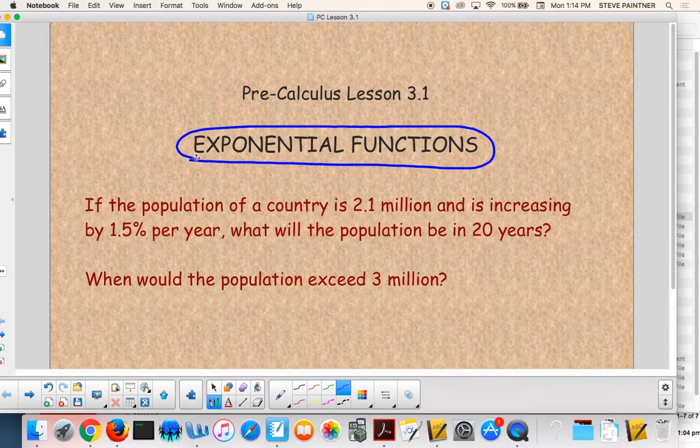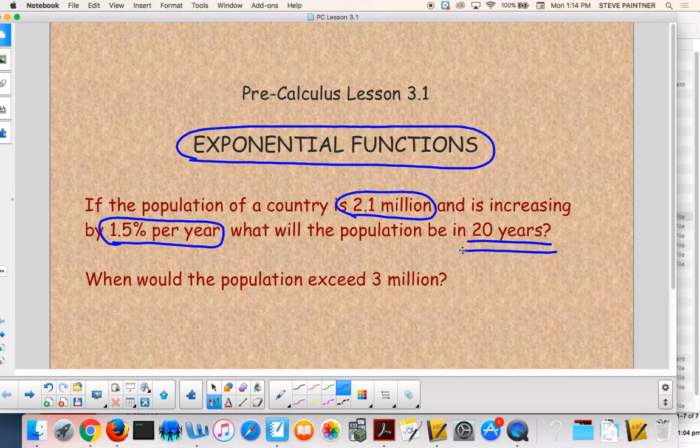The problem here says, if the population of a country is 2.1 million, just a big number of people, and it's increasing by 1.5% more people each year, what will be the population in 20 years? Don't try to give me an answer. Just tell me, what would you do to get population growth?